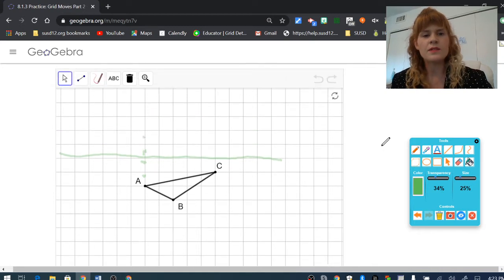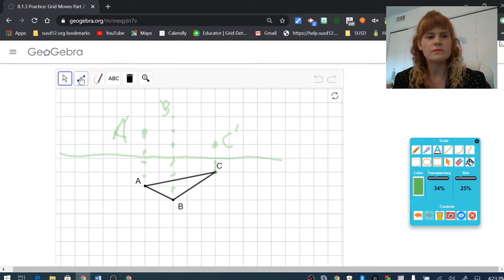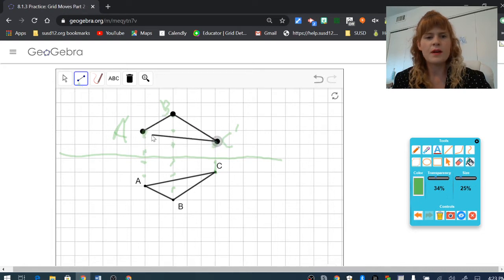Now, 1, 2. So A prime would be here. A prime. And then C is 1 space away. So C prime is going to be 1 space away, like that. And then B is 1, 2, 3 spaces away. So the image will be 3 spaces away to have B prime. 1, 2, 3. There's B prime. And then take the line segment tool to connect them. From A prime to B prime, C prime, and back to A prime. There. That's my reflected image.